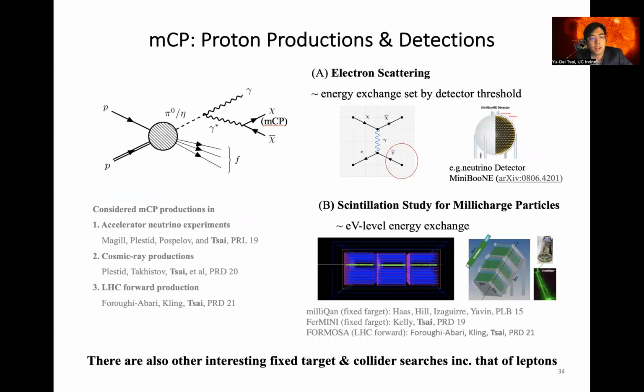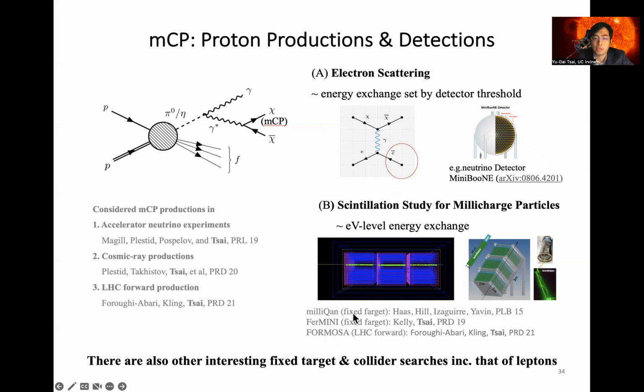And finally, a lot of the contribution that I did are considering the production and detection. So you can produce this Millicharge particle in the proton machine. You can do it in accelerator, cosmic ray, and LHC forward direction. They all look kind of similar. You have a pp collision give you meson decay to photon, and virtual photon give you chi bar, which is Millicharge particle. Or you also can have direct production. And this Millicharge particle can fly into the MiniBooNE detector and give you electron scattering signature, or fly into the scintillator and give you scintillation signature.